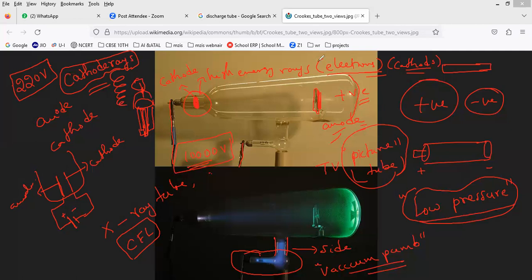Hope you are all clear. So whatever you learn, please draw the discharge tube also. Learn the cathode, anode, this one, a side tube, the vacuum pump, everything, so that you can remember it when you are studying about this. Okay. So this is all about it.